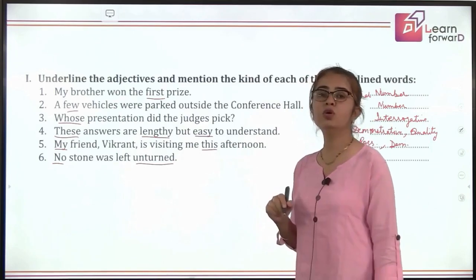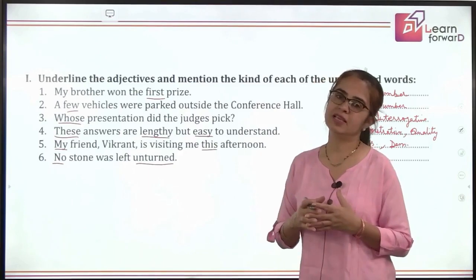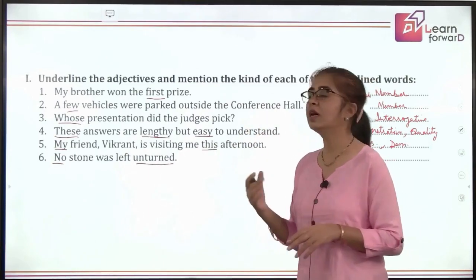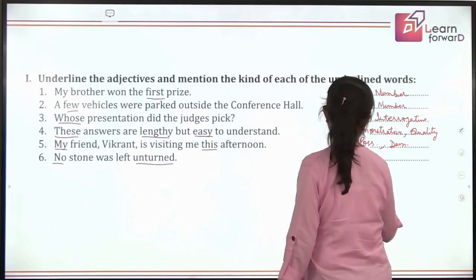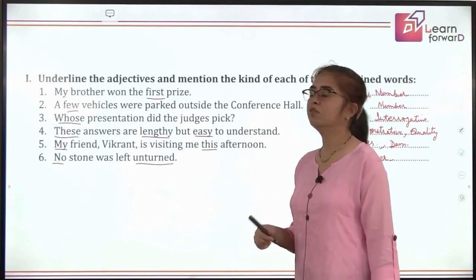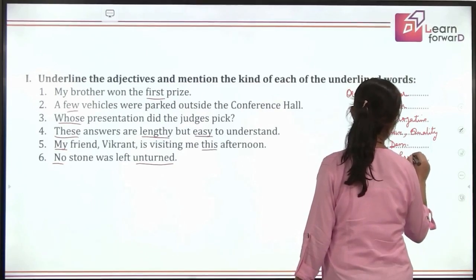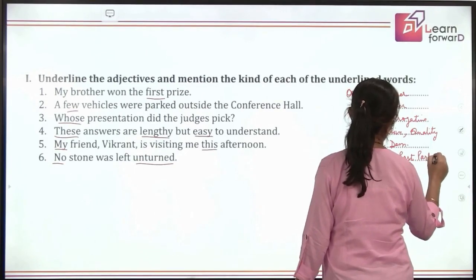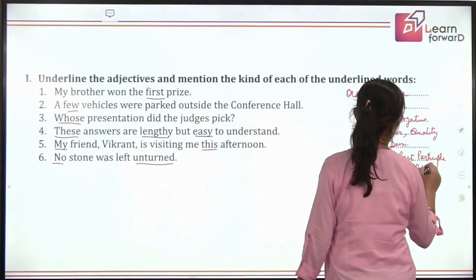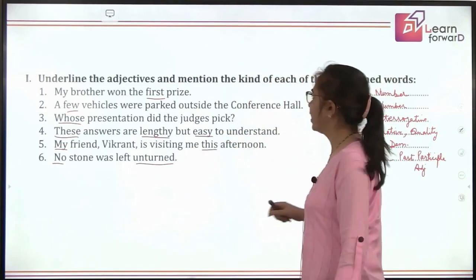Coming to next, no stone. What is no? Can you count stones? Yes, we can count. So that is countable. That means no is the adjective of number. This is how you find out if you get stuck. Okay. So it is the adjective of number, and unturned, as I have already told, this is your past participle adjective. Fine. So I hope this is clear to you, all the different kinds of adjectives.